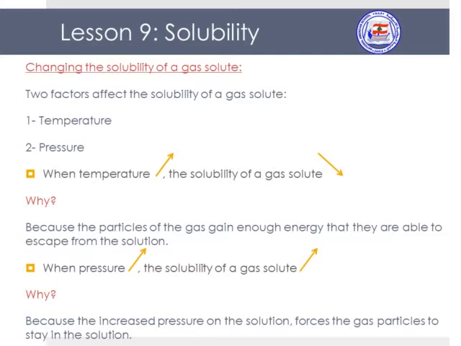Now, when the pressure on a solution increases, the solubility of the gas solute increases. Let's see why. Because when the pressure increases on the solution, it forces the gas particles to stay in the solution. It pushes them down in order that they stay in the solution and they cannot escape.